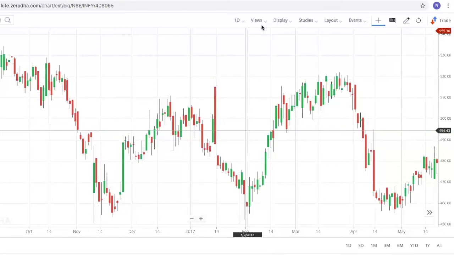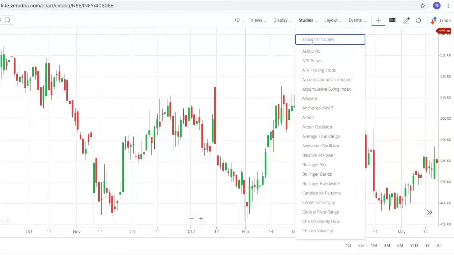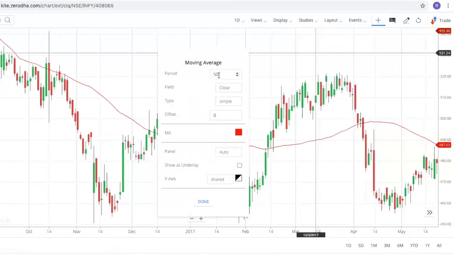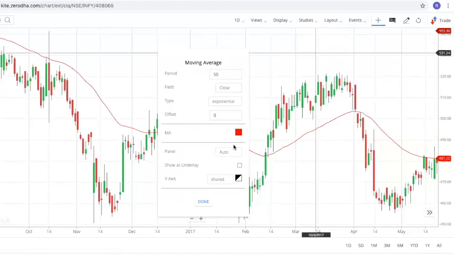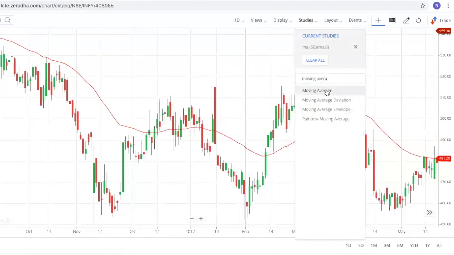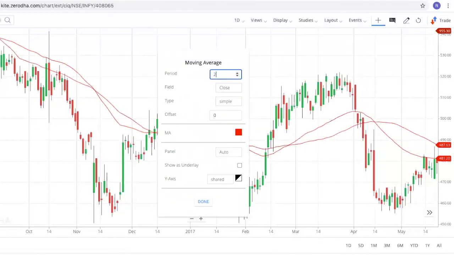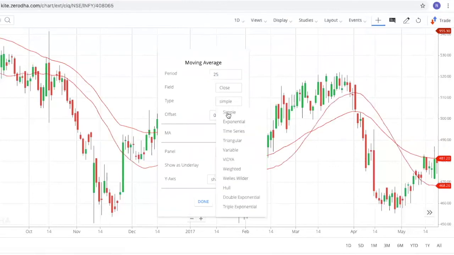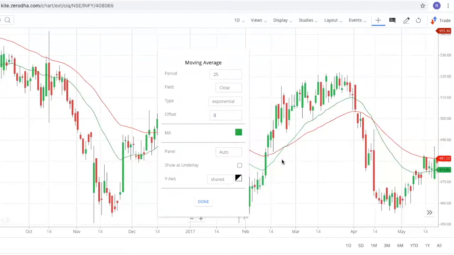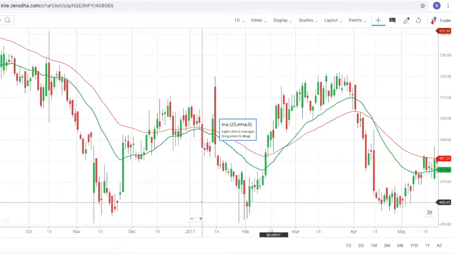The first indicator which we'll select is a moving average. To select the moving average, we'll go to the option called studies. Here we'll type moving average. We'll select 50 days moving average, type as exponential. Let the color be red. We'll select another moving average, for 25 days, again exponential. Let it be a green color. So this is one indicator which we'll select.